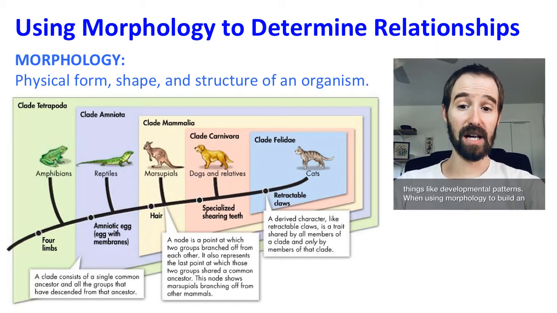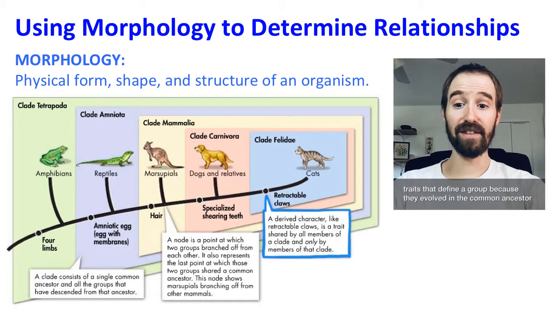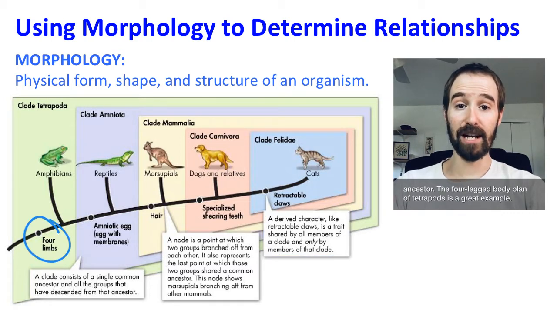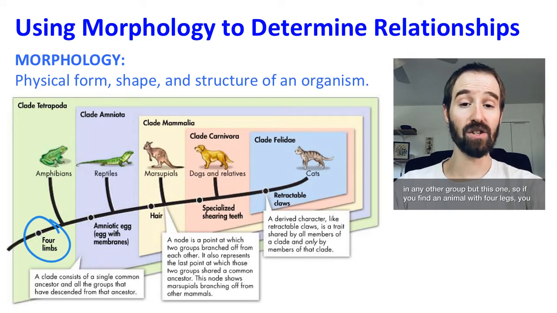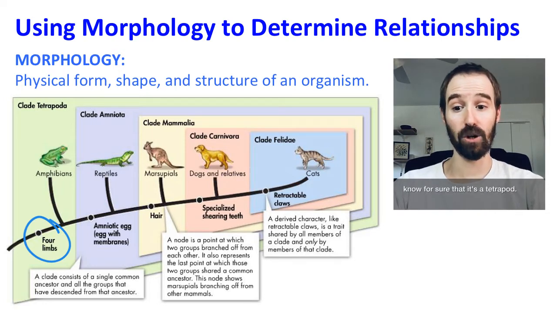When using morphology to build an evolutionary tree, we focus on what are called derived characters, traits that define a group because they evolved in the common ancestor of that group and were passed to all descendants of that common ancestor. The four-legged body plan of tetrapods is a great example. Having four legs defines all these animals and isn't something you find in any other group but this one. So if you find an animal with four legs, you know for sure that it's a tetrapod.